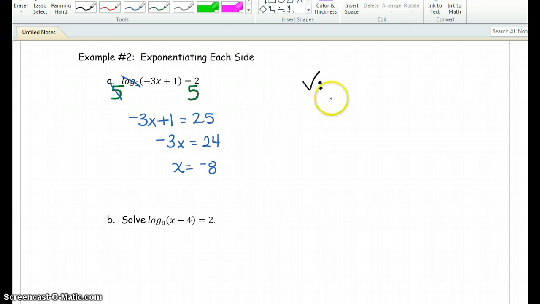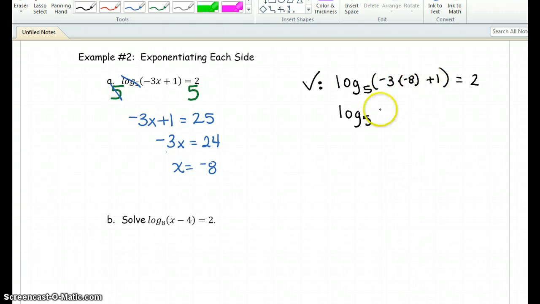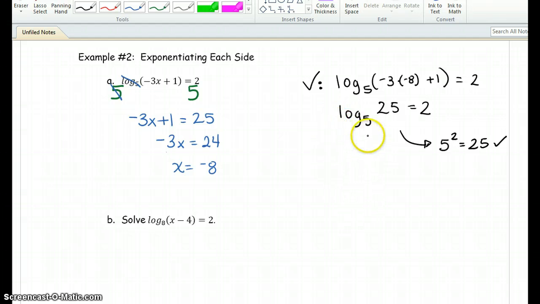So let's check our work. I'm going back to the original, as always, log base 5, and we have negative 3 times negative 8 plus 1 equals 2. So this is log base 5 of negative 3 times negative 8, which is 24, plus 1 is 25, equals 2. Is that a true statement? Well, remember, this is another way of saying 5 to what exponent is 25, or actually in this case, is 5 to the second power equal to 25, and we know that checks out, so therefore that is true. This is equal to 2. Therefore, 2 does equal 2.